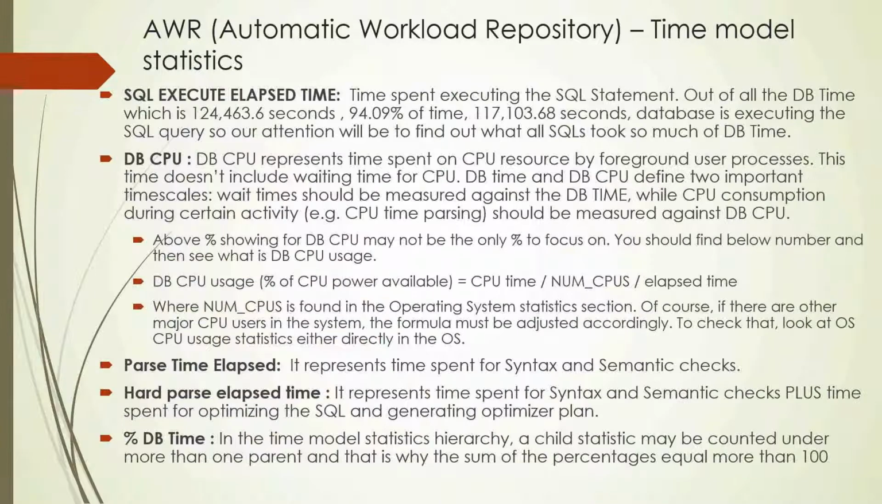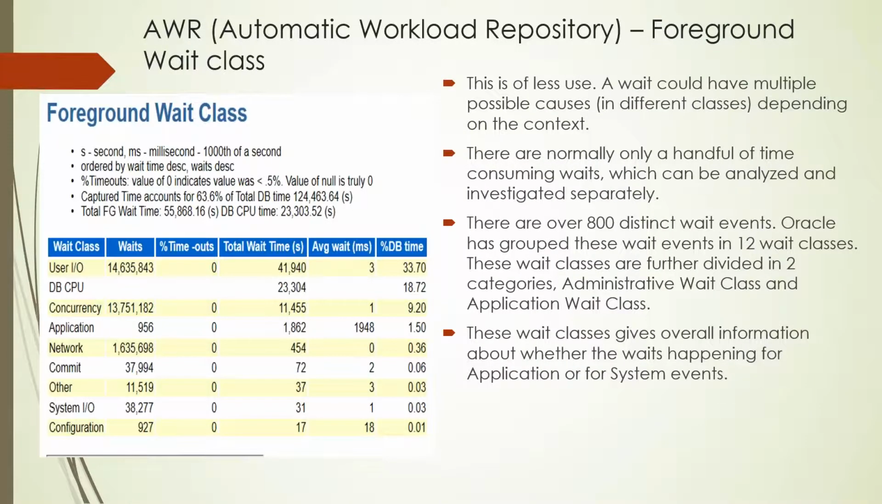Okay, so foreground wait classes. This is again an important thing, though of less issue. A wait could have multiple possible causes, in different classes depending on the context. You can see this table is sorted by wait classes: user IO, DB CPU, concurrency. Total user IO waits, you can see it's a high value over here. But total wait time in seconds and average wait time in milliseconds we need to consider, right?